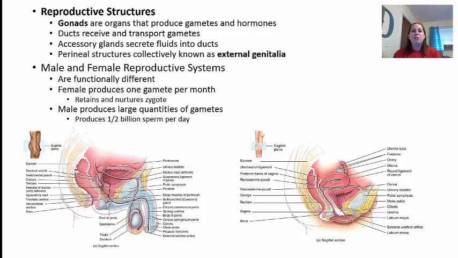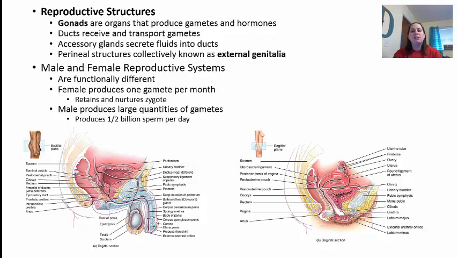So male and female reproductive systems are functionally different as well. The female produces 1 gamete per month, so it's only going to produce normally 1 egg per month. Sometimes 2, and of course if the woman is taking fertility treatments and things like that, it can produce more. Not only does it produce gametes though, it also is going to retain and nurture the developing zygote and baby. All right, so the female reproductive system has another job besides just producing the egg or the gamete.